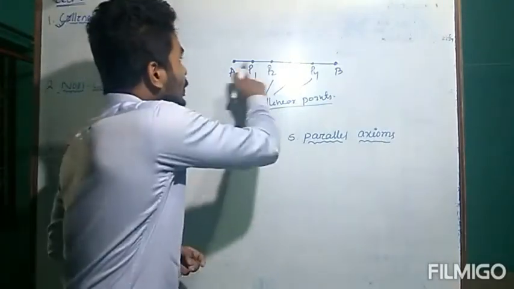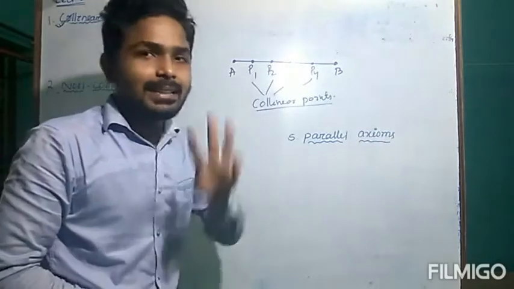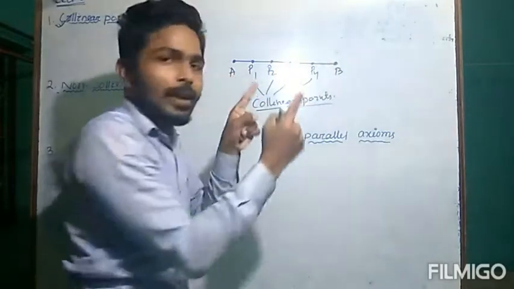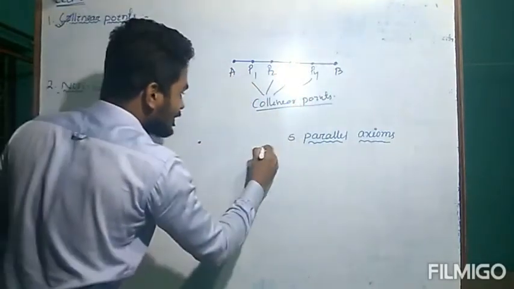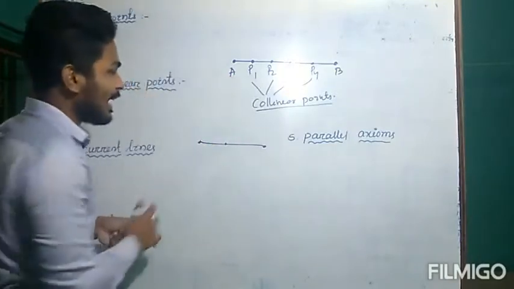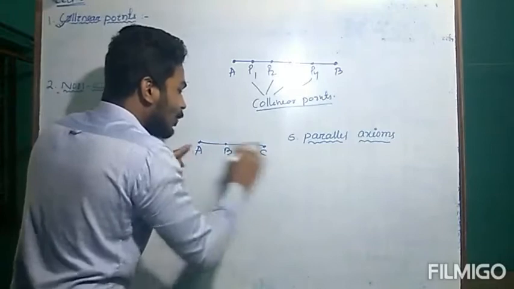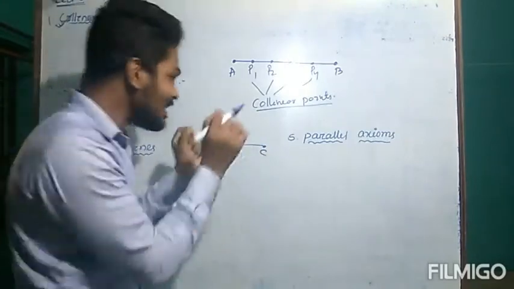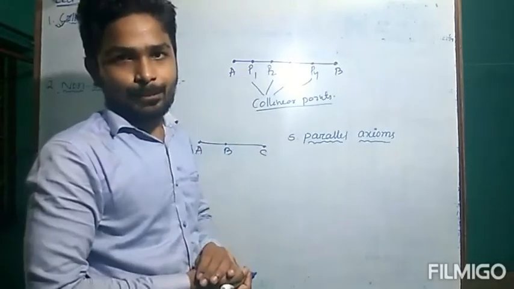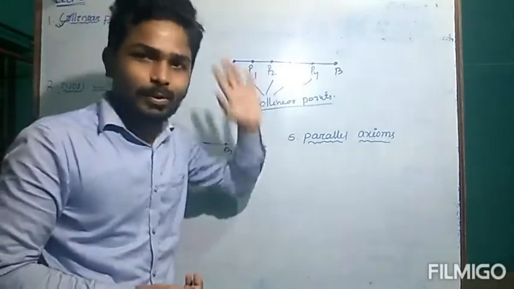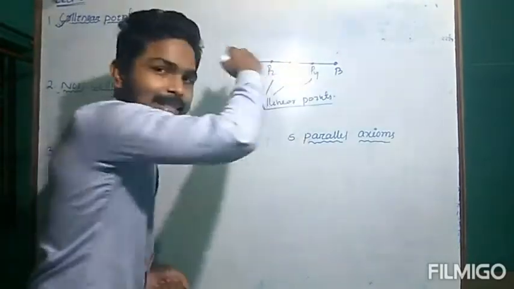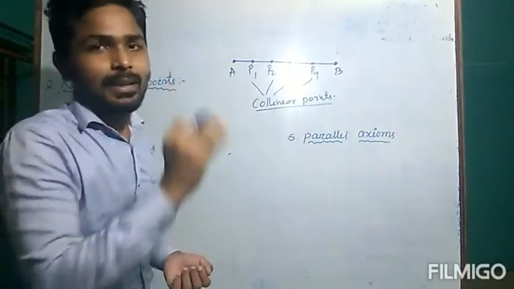In order to have collinear points, at least 3 points are needed. Why? Because, as you know, to draw a straight line we need 2 points. And if another point lies on the same straight line, then these 3 points are known as collinear points. Hence, at least 3 points are needed to be collinear. More than 3 points is also no problem. So the points which lie on the same straight line are known as collinear points.